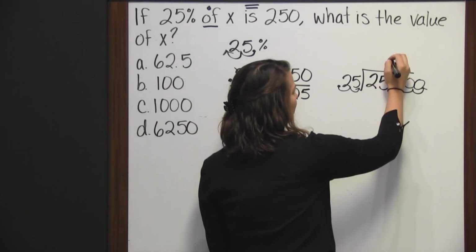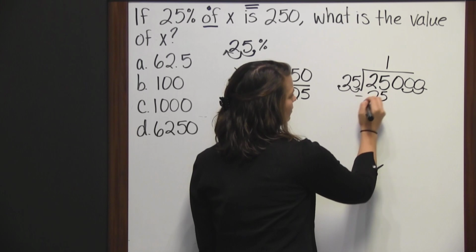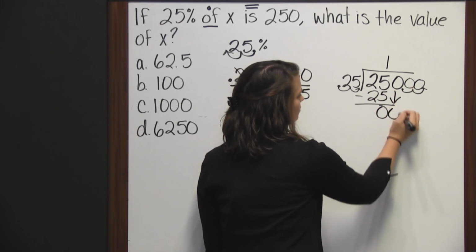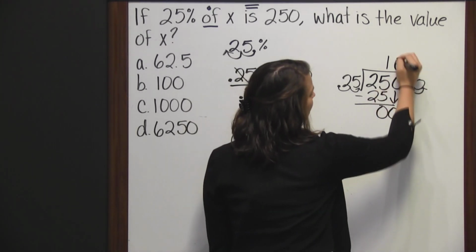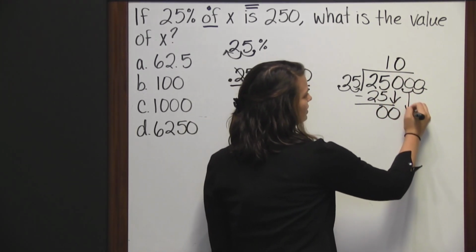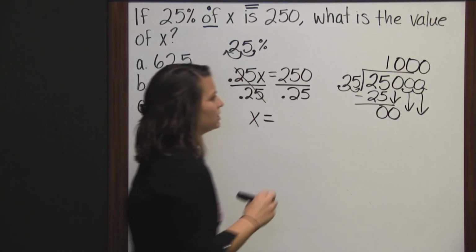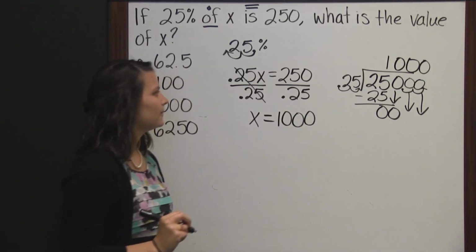25 goes into 25 one time. 25 times 1 is 25, and we subtract and get 0. We bring down a 0, and 25 goes into 0 times. And that's going to keep happening for each one of these zeros. We're going to keep bringing down zeros, and we're going to keep getting zeros. So we end up with x is 1,000.